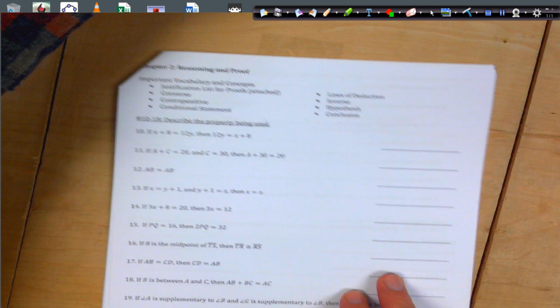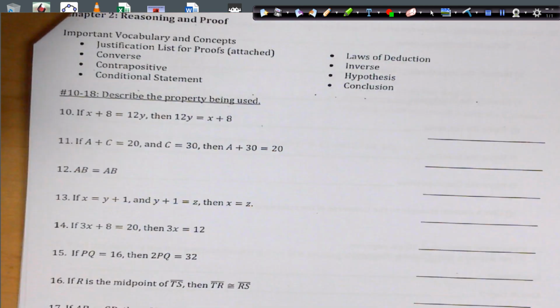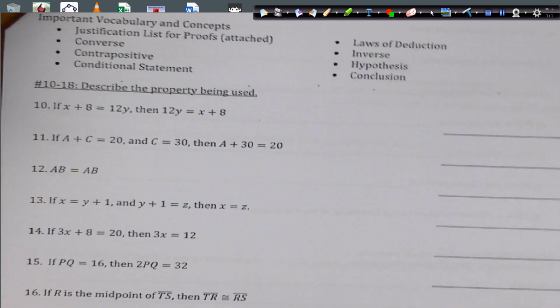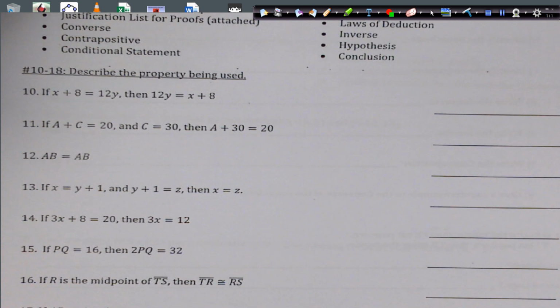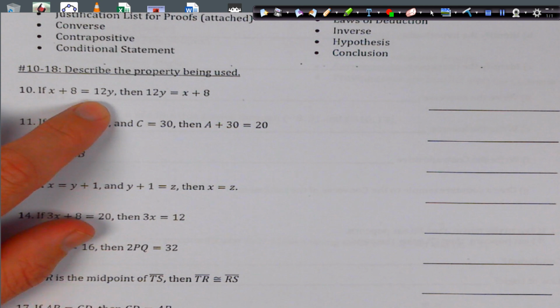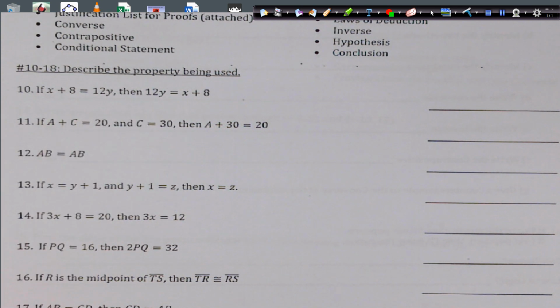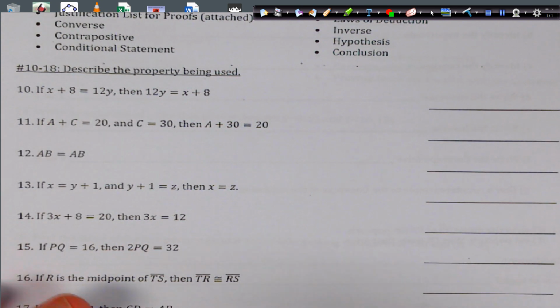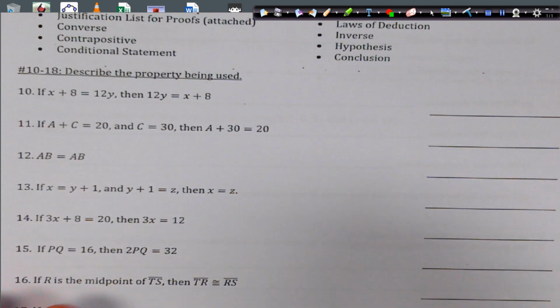Let's get back into it. Describe the property being used. So we have all these properties. There's a lot of properties. So here's the first one. X plus 8 equals 12y. 12y equals x plus 8. We're just switching the order here. So we would call that symmetric property.